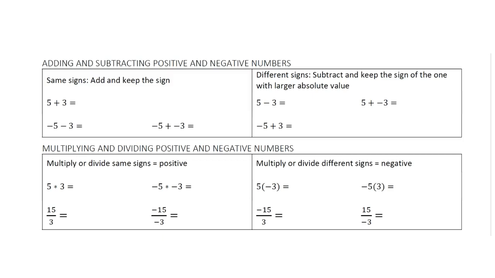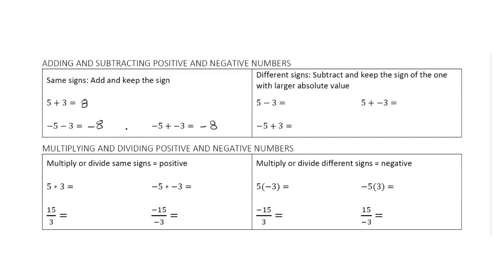Let's start with adding numbers with the same sign, both positive or both negative. In this case, we add the numbers and we keep the sign. If both numbers are positive, the answer will be positive. If both numbers are negative, the answer will be negative. Positive 5 plus positive 3 is positive 8. Negative 5 minus 3 is the same as negative 5 plus negative 3, and the answer is negative 8. When both numbers are positive, the answer is positive. When both numbers are negative, the answer is negative.